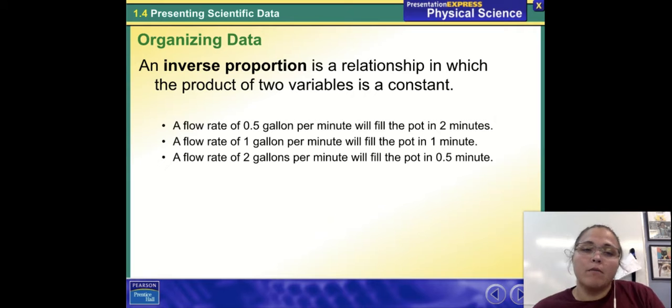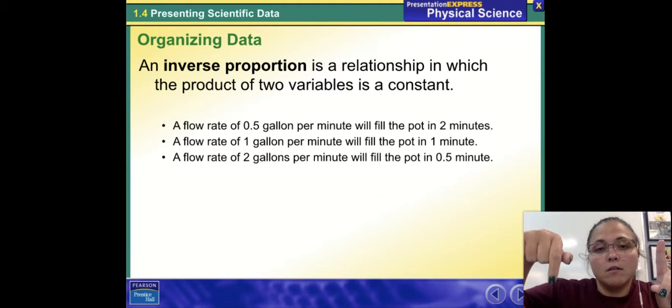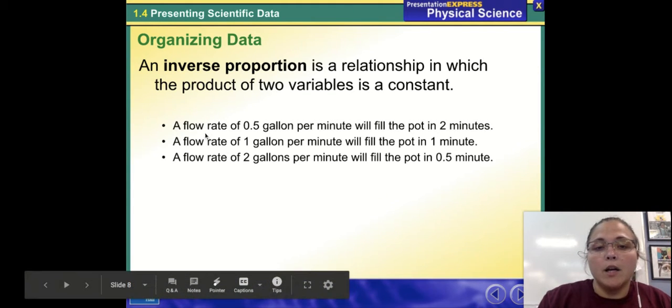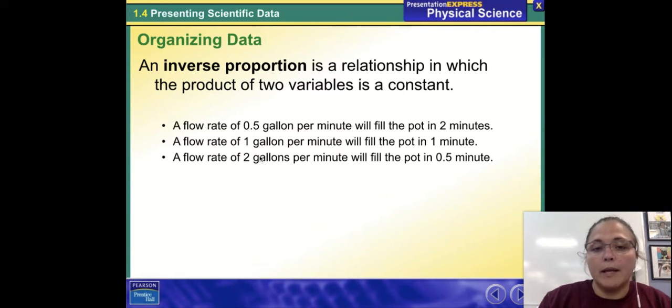This is an example of an inverse proportion where the product of two variables is constant. And so inverse just means as one thing goes up, the other thing goes down. So if a flow rate is 0.5 gallons per minute, then the pot would fill up in 2 minutes. If we increase the flow rate, the time will go down.